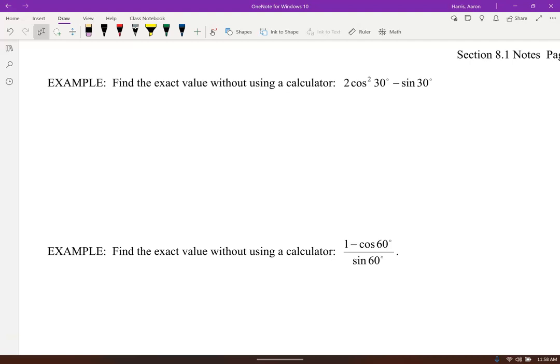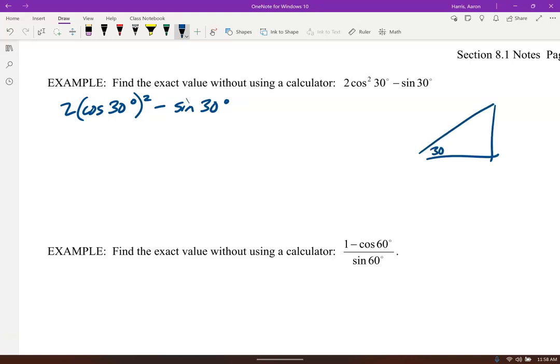But let's go ahead and find the exact value without using a calculator. So we'll do it a couple ways. We'll do it with a special right triangle, and we'll also do it with the unit circle. So we got cosine of 30 degrees squared. Let's do it with the special right triangles first.